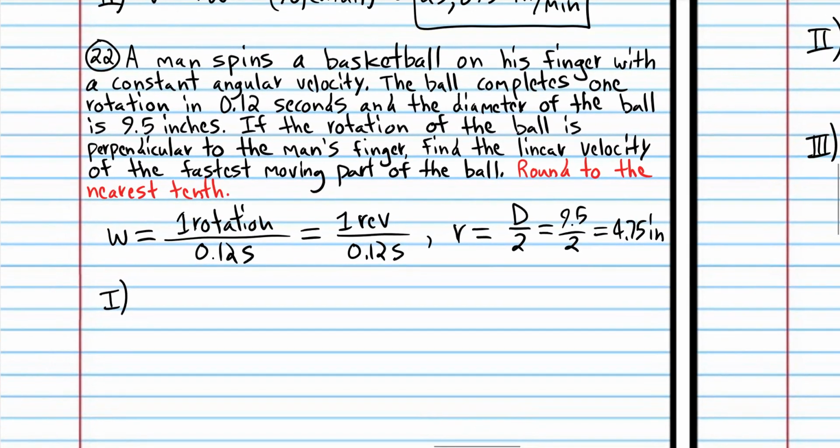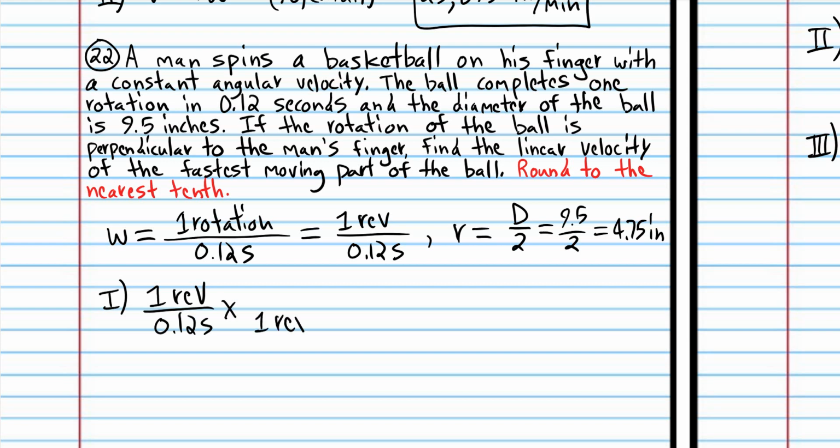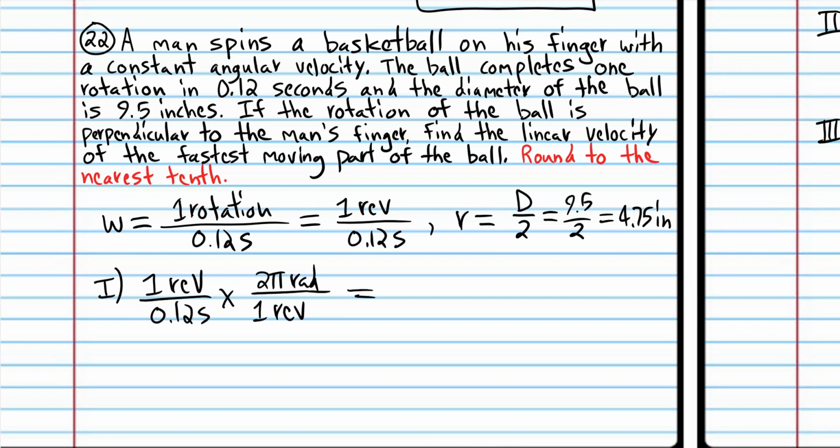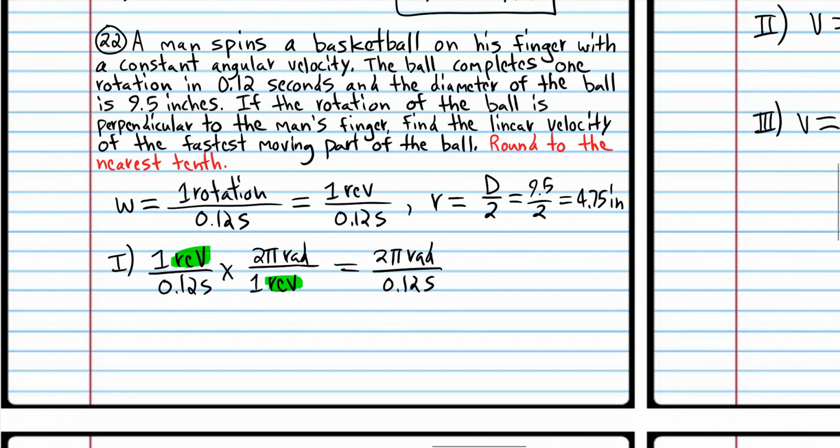So step 1 is to convert from revolutions per second to radians per second. We can't use revolutions in our equations. We have to use radians. Radians are the only unit that works. So we know there's one revolution in every 2 pi radians. So the revolutions cancel out, and we have 2 pi radians for every 0.12 seconds. So we just multiply 0.12 times 1 is 0.12, and 1 times 2 pi is 2 pi. So now we have our omega value in radians per second.